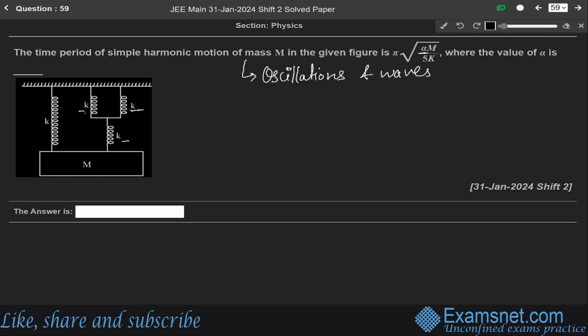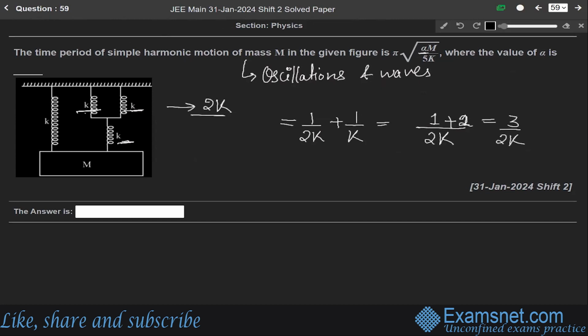We are given in the diagram springs having spring constant k. Since these two, k and k, are in parallel, their equivalent will be 2k, and this equivalent 2k and this k are in series. So we get 1 over 2k plus 1 over k, which equals 1 plus 2 over 2k, so 3 over 2k, meaning 2k over 3. We get k equivalent 2k over 3 for this part of the system.